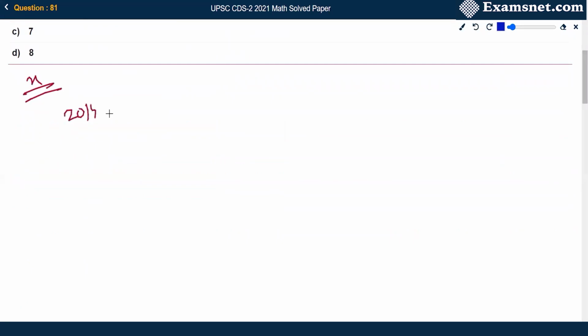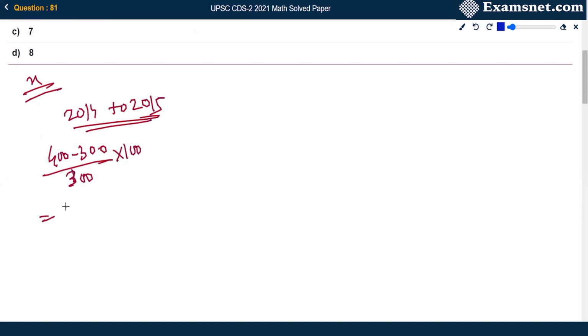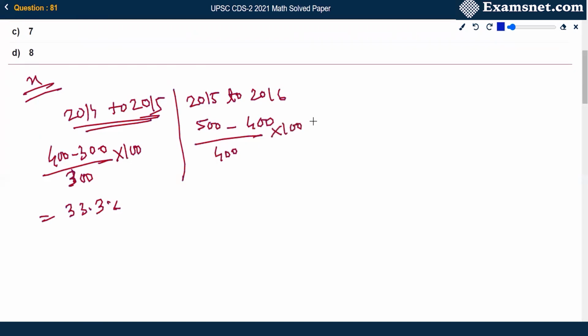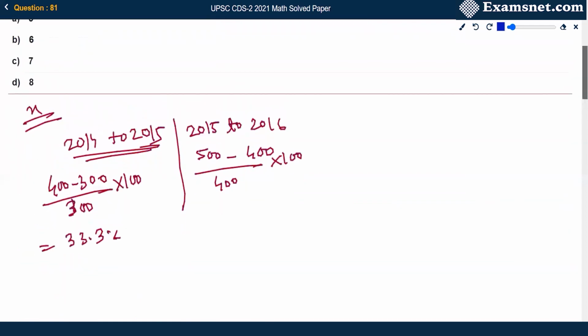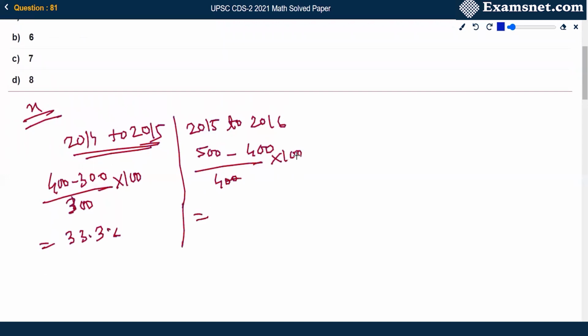Okay. So from 2014 to 2015, the change is 400 minus 300 by 300. So it becomes 33.3%. Okay. Next, 2015 to 2016. So 500 minus 400 by 400. Students, I have checked it from here. Like look, 2015 X is 400 and for 2016 this is 500. So accordingly, I'm putting all those values. Don't get confused in this. So that is 25%.